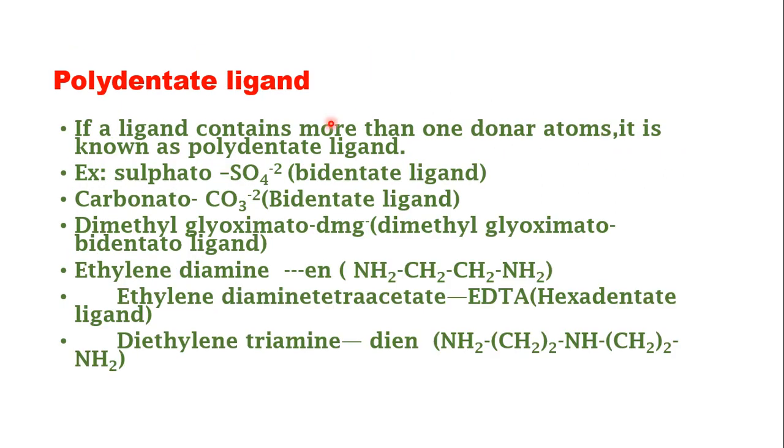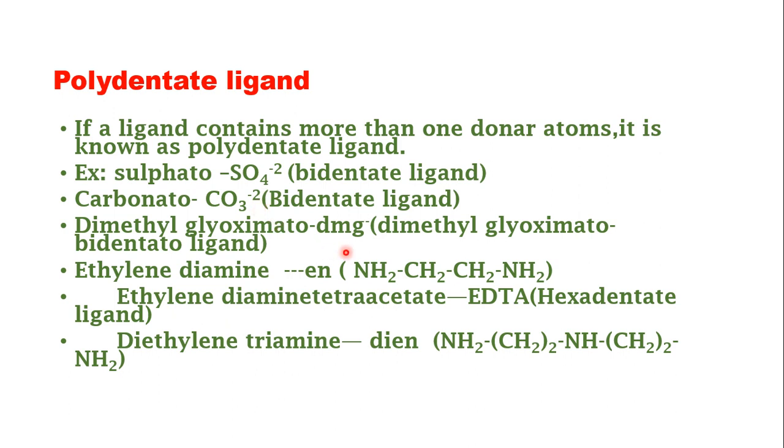So the next one is polydentate ligands. If a ligand contains more than one donor atom, it is termed as polydentate ligands. For example, you have SO4 2 minus, where two of the oxygens can bind with the central metal ion. So that's why the bidentate ligand term has come up. Then you have carbonato, this is CO3 2 minus. There are two donor atoms which can donate its pair of electrons to the metal center.